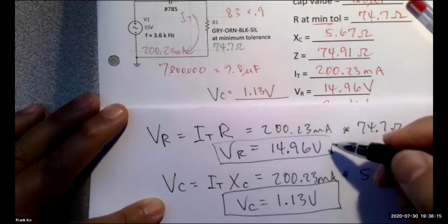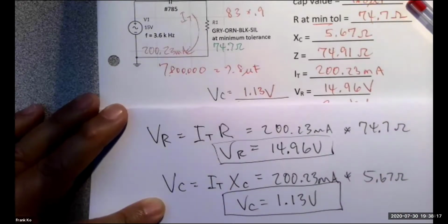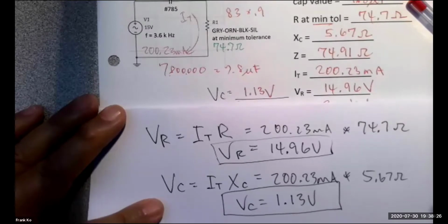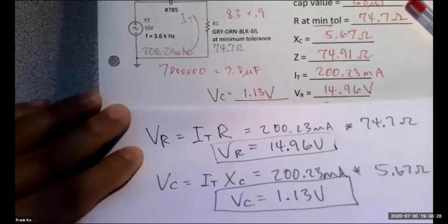Now you have a VR and you have a VC. How do we know these guys are right? Is there a way to double check this? How would I double check this?